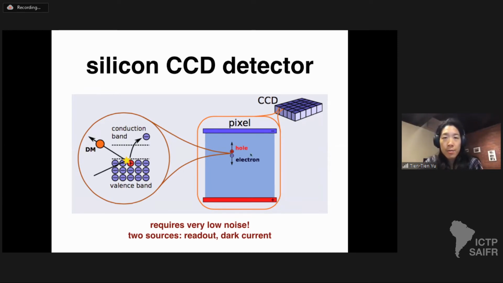And here you have your pixel, and you have a dark matter particle that comes in and excites an electron, and it drifts up. Once it's liberated, you can move it around and you look for this electron. So to look for these single electrons requires very low noise. And there's two sources of it: the readout and the dark current. Dark current you can decrease by just making things very cold and quiet. But the main problem with CCD detectors in the past, the main limiting factor, was the readout noise.